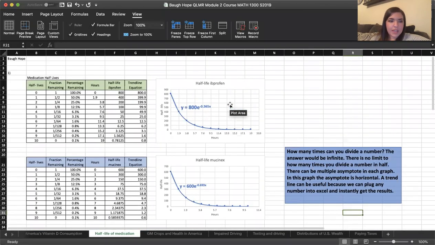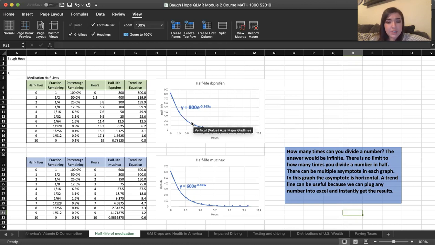Okay, so in our first slide here, you can see the medication half-lives that have been listed. The question was asked, how many times can you divide a number? The answer is that it would be infinite. You can divide a number by whatever. I mean, it can have 600 zeros on it, but you can still divide it. It's just infinite, so there's no limit to how many times you can divide a number in half.